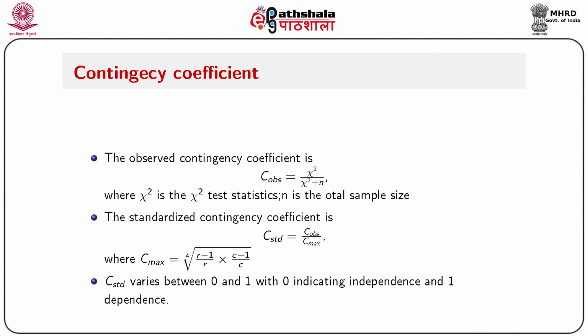The standardized contingency coefficient is derived as C observed divided by C max, where C max is the fourth root of (r minus 1) by r times (c minus 1) by c. But when the columns and rows are the same, it can be simplified as the square root of (r minus 1) by r. C standard lies between 0 and 1. 0 indicates independence and 1 indicates dependence.